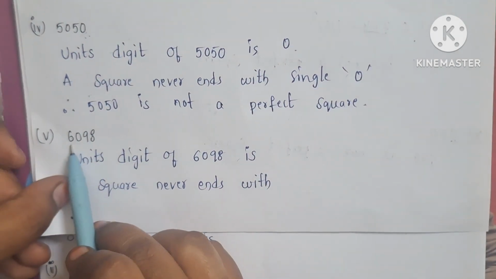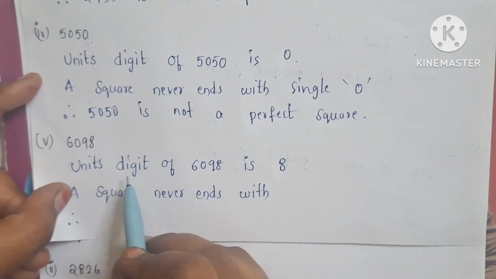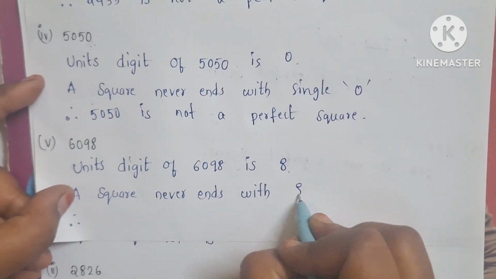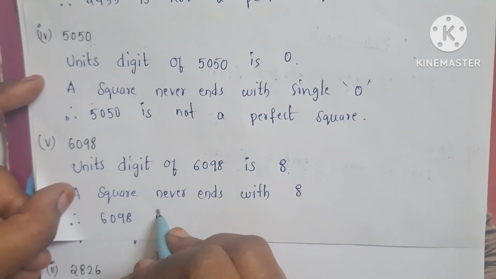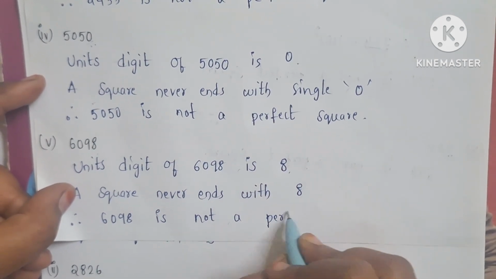Next, 6098. What is the unit digit here? 8. The unit digit of 6098 is 8. Therefore, a square never ends with 8. Therefore, 6098 is not a perfect square.